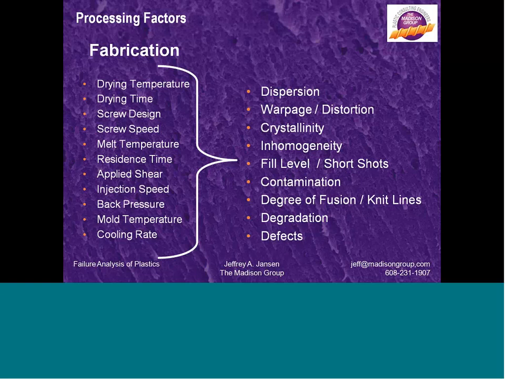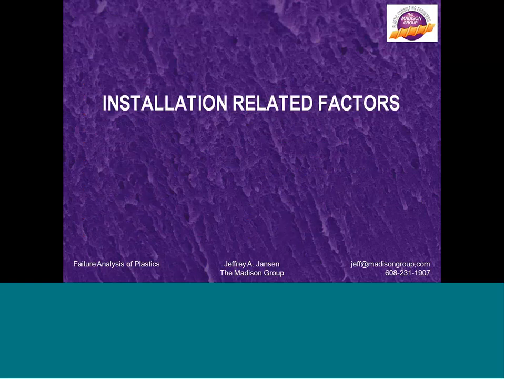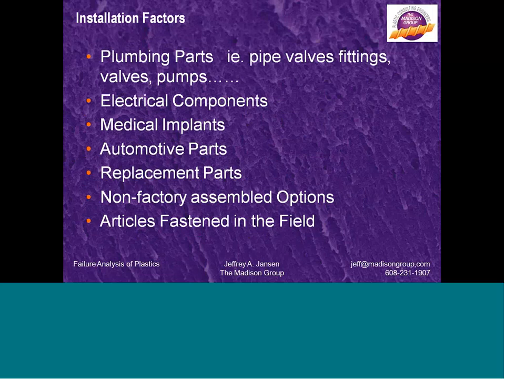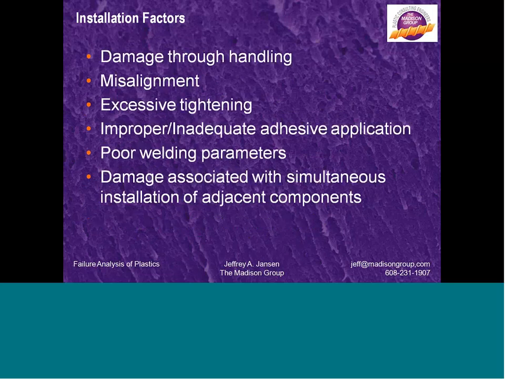Next, we go to installation. There are a number of examples of where installation can be important, certainly in plumbing parts, where pipe, valves, or fittings, pumps are installed after they're manufactured. Electrical components, again, that are installed after they're made at the factory, that go out to the service site and then get installed. Medical implants, certainly that's a very good example. Those are installed during an operation. Automotive parts, replacement parts, non-factory assembled options, and articles that are fastened in the field. Again, anything where installation into the final service environment occurs, again, lots of things that can happen.